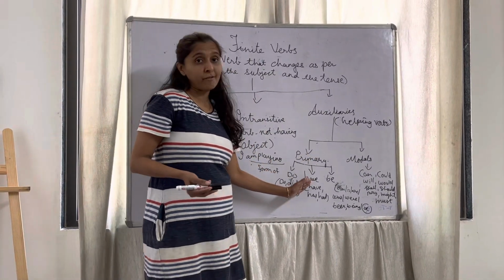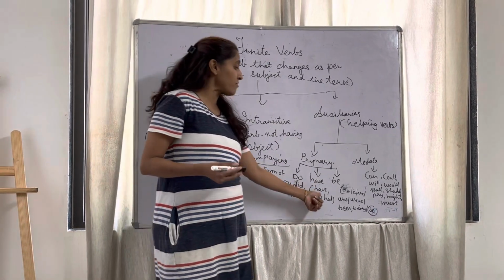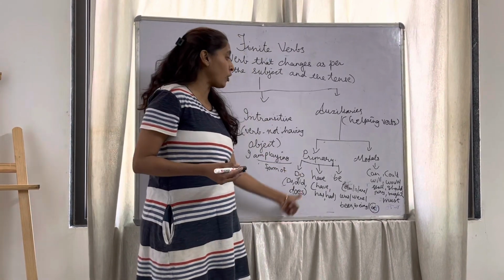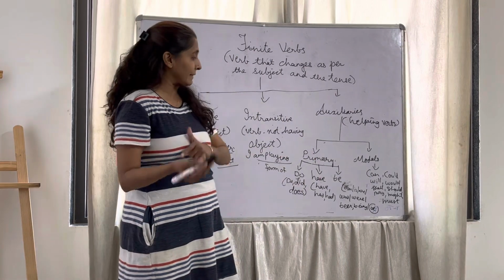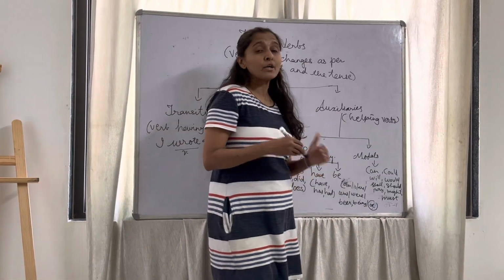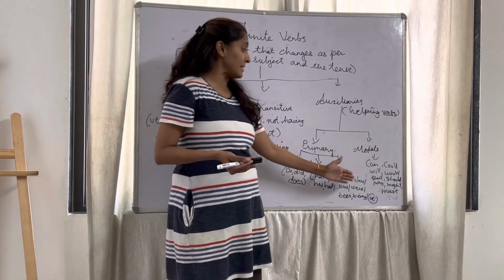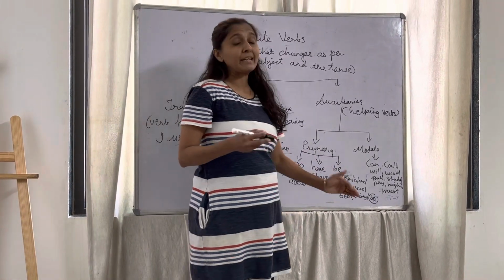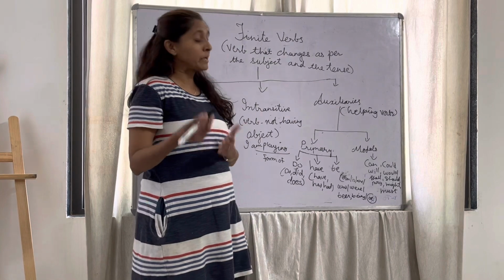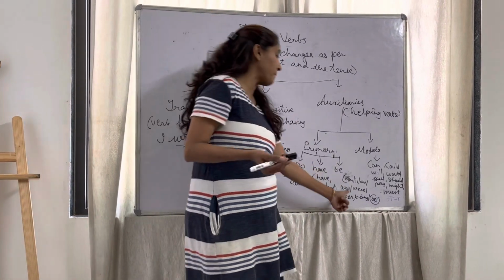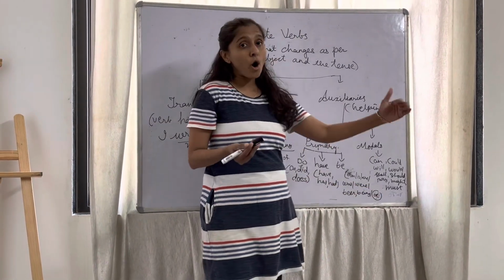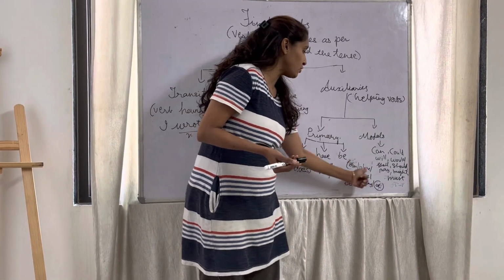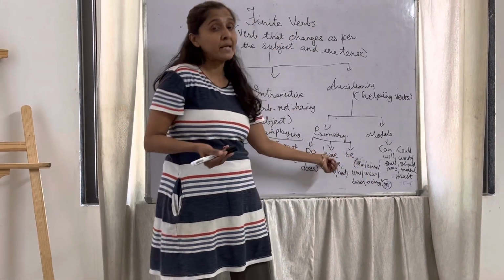The second form is have. In that category, we have have, has, and had. All these are also called primary auxiliaries. And the third one is form of be. Now, what is form of be? In present tense, we use am, is, are. In past, we use was, were, right? And in future reference, in perfect and perfect continuous, we use been. So, all these, am, is, are, was, were, been, are forms of be.